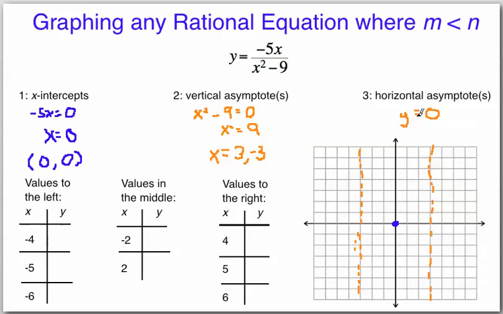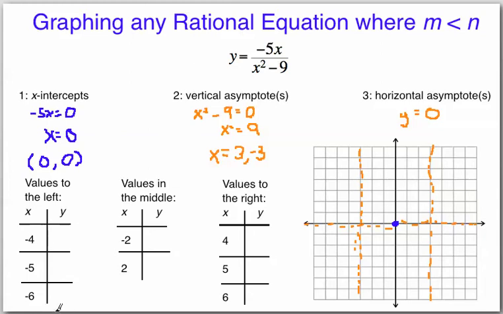And then the horizontal asymptote, whenever m is less than n, remember it's y equals 0, which is just the x-axis. So we're going to put that nice little horizontal asymptote right along there. Alright, so now what we're going to do is we're actually going to plug in these values. And I've actually already done that for you.